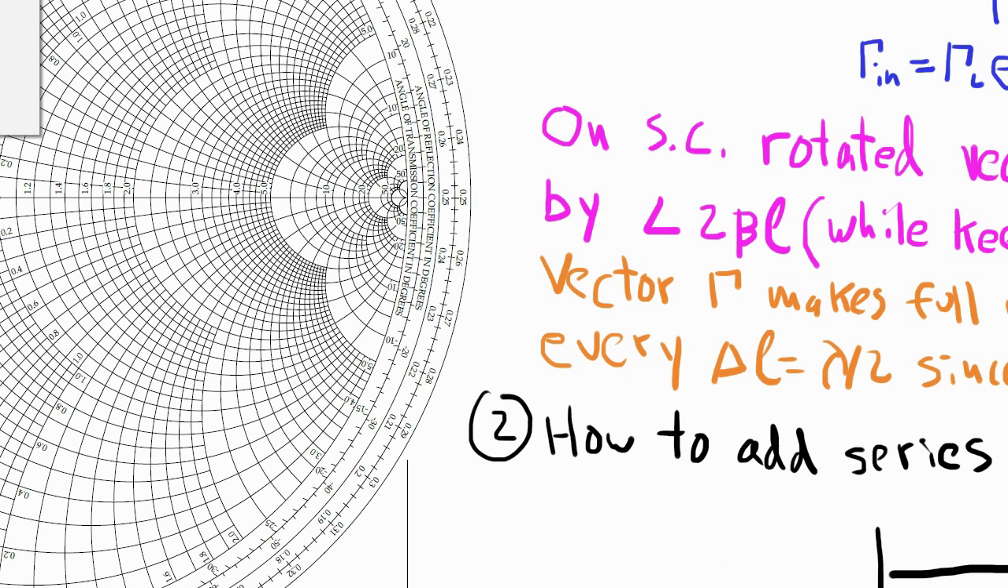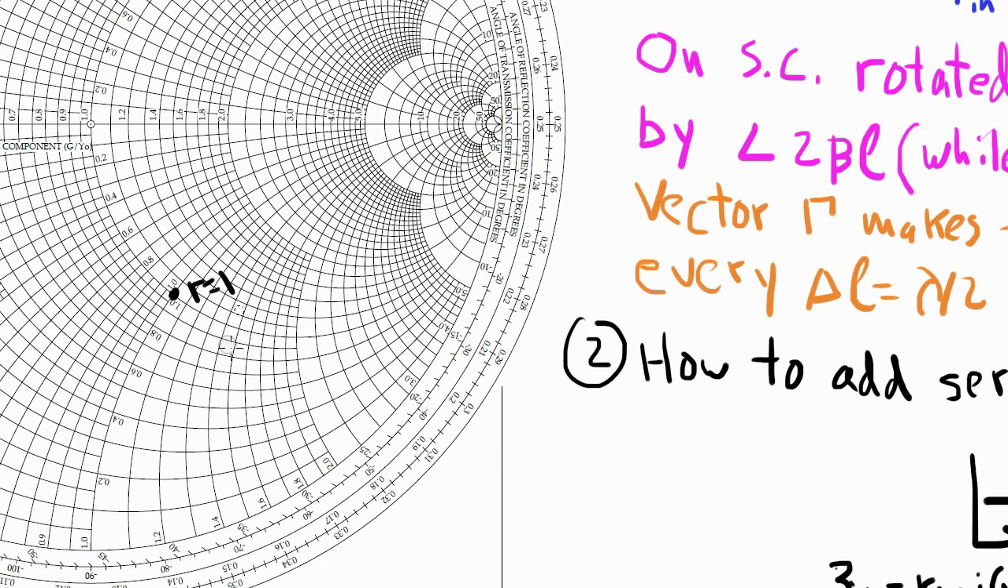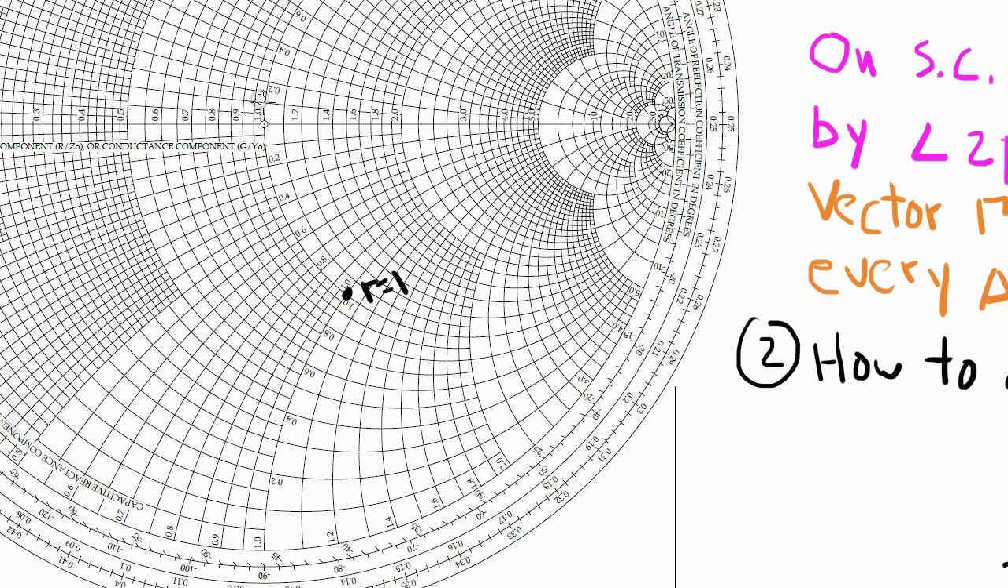Now let's just illustrate this point with a little example. Let's say that I have a normalized load impedance that's equal to 1 minus j. So I know that that impedance point has to be on an R equals 1 circle, and it also needs to be on an X equals minus 1 circle. So the X equals minus 1 circle is that one right there with a dashed red line. And the point of intersection is of course that black dot that I drew.